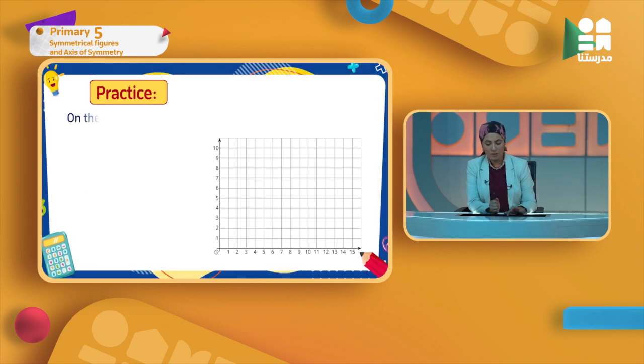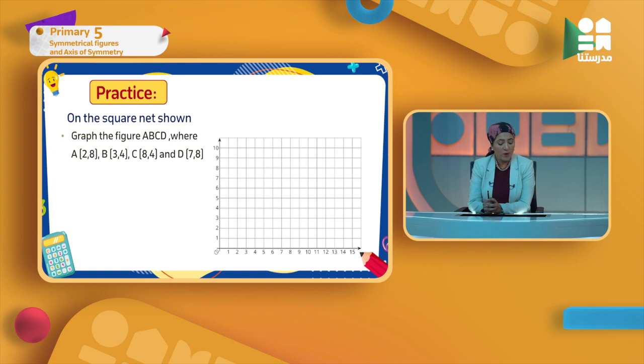Okay, another question. On the square net shown, graph the figure ABCD where A coordinates are 2 and 8, B coordinates 3 and 4, C coordinates 8 and 4, and D coordinates 7 and 8.